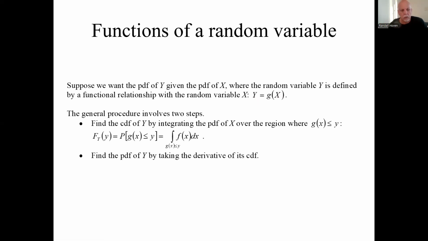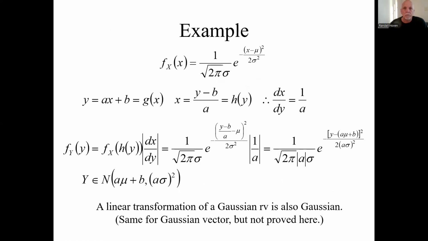Now I want to talk about where this could be a function of two random variables, say z is a function of x and y. The general procedure is going to be the same, except this integrand is going to be a joint PDF, and we have to integrate over it. It'll be a double integral. So let's do an example.